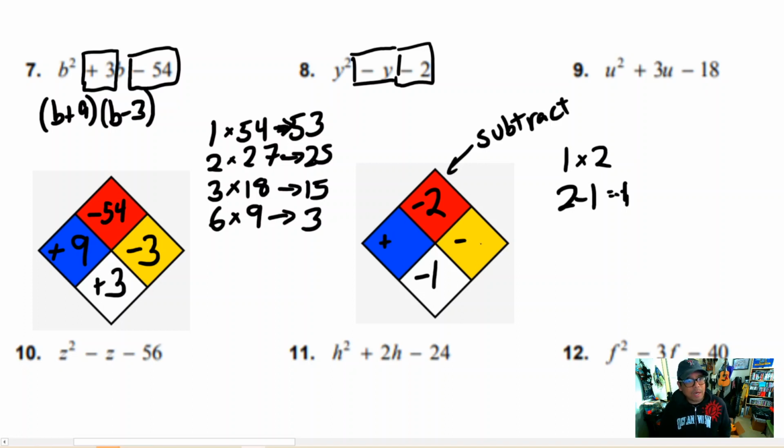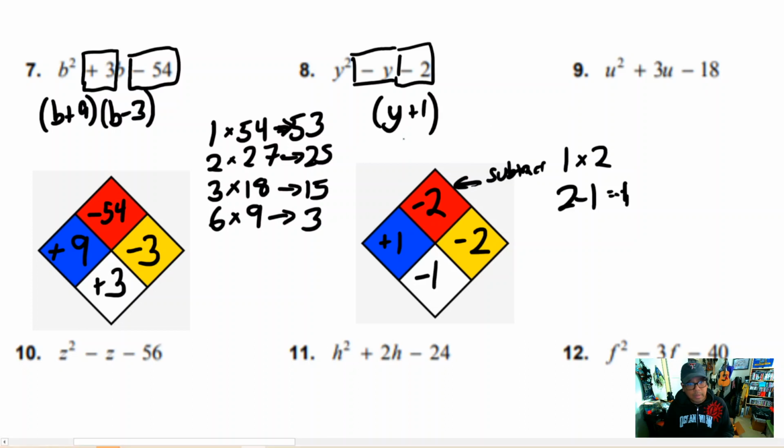One of them is going to be positive, one of them is going to be negative. And I think that needs to be a positive 1 and a negative 2 so that I can make the negative 1 in the white diamond. So y plus 1, y minus 2. These are going to take a lot of practice for us, aren't they?